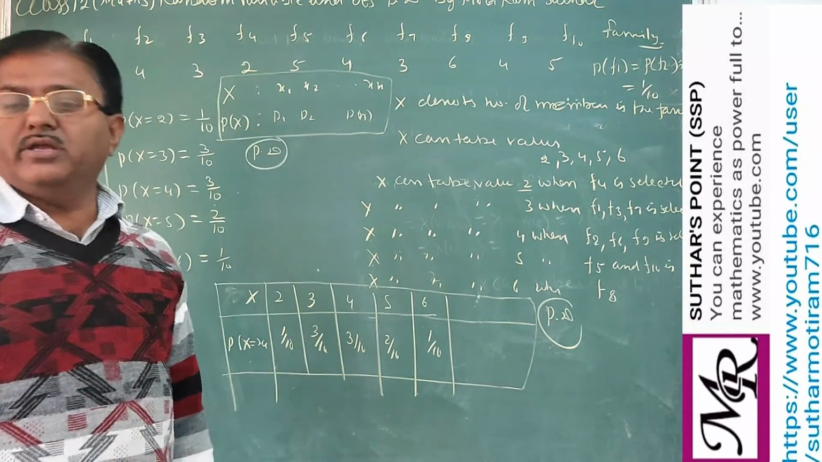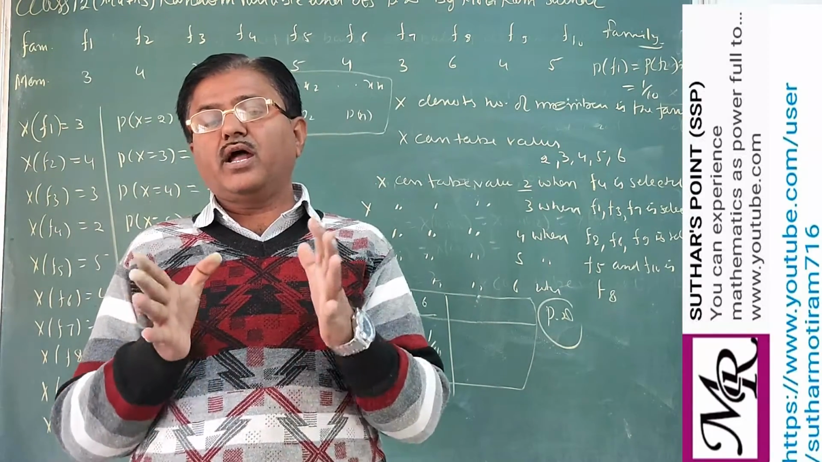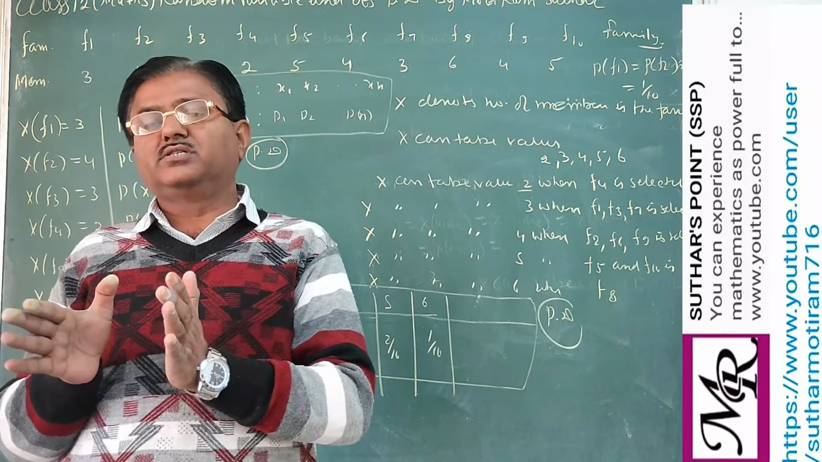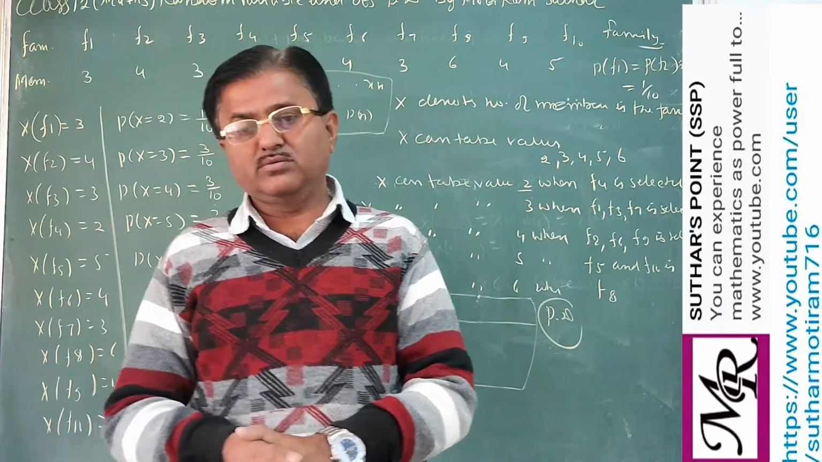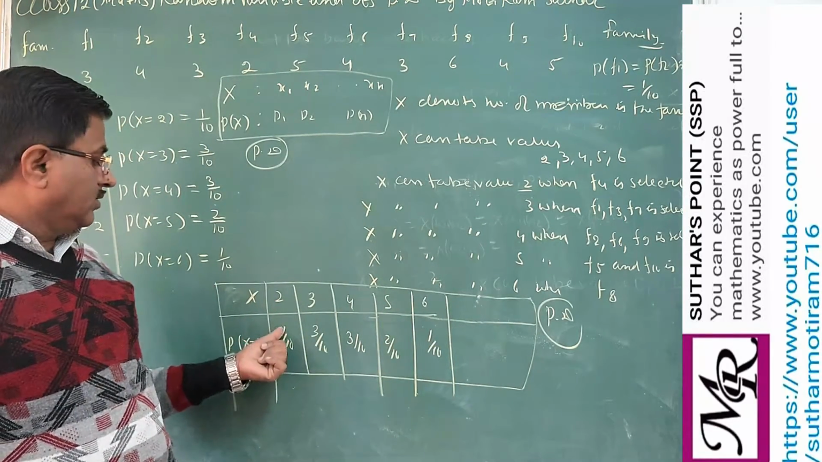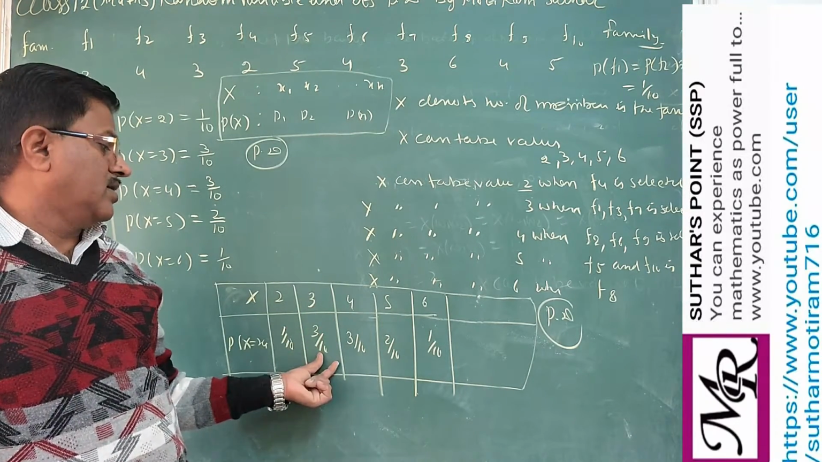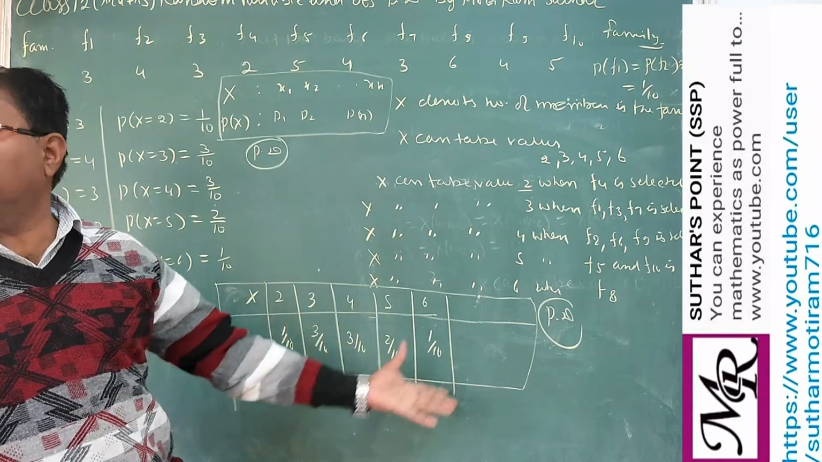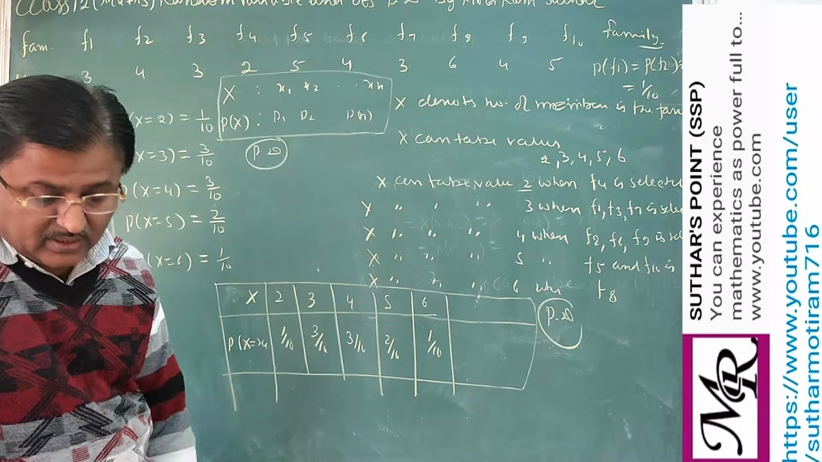So dear student, it is very clear what the meaning of the probability distribution is. When we write the random variable with corresponding probabilities in a tabular form, that is known as probability distribution. What is the probability of getting 2 members in a family? 1 by 10. What is the probability of getting 3 members in a family? 3 by 10. What is the probability of getting 4 members? And so on. Such a description is known as probability distribution.